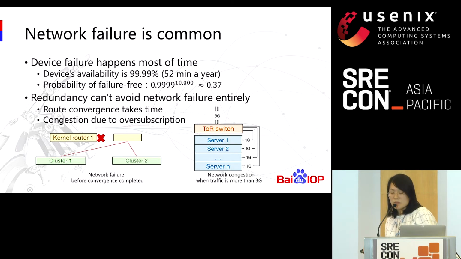Besides, applications may perceive congestion when all devices are healthy. For example, each server usually connects to the TOR switch with 1G bandwidth, but due to oversubscription, the export bandwidth of the TOR switch is only 3G. The applications may perceive network failure when the total traffic is more than 3G. So, redundancy can't avoid network failure, no matter how many redundant devices are prepared. So it's very important to monitor the data center network.